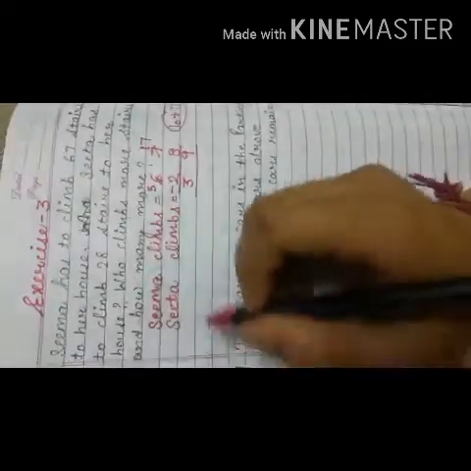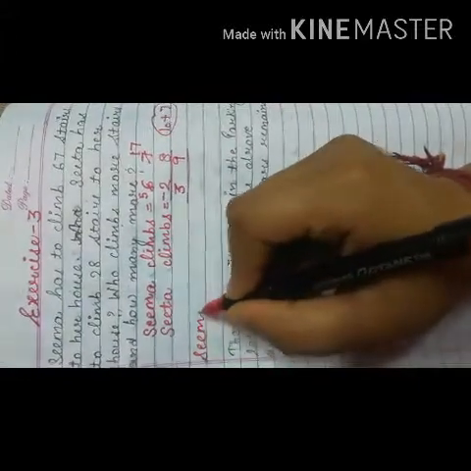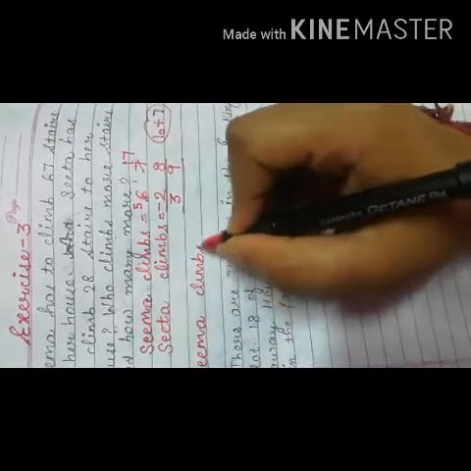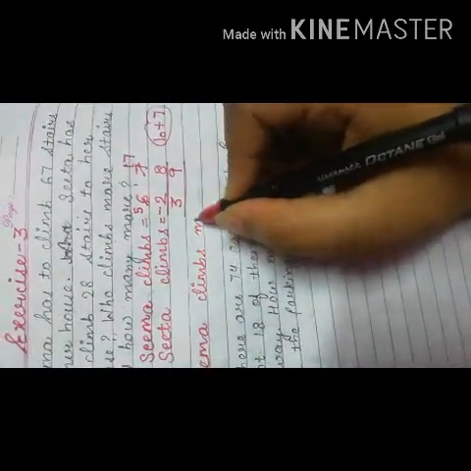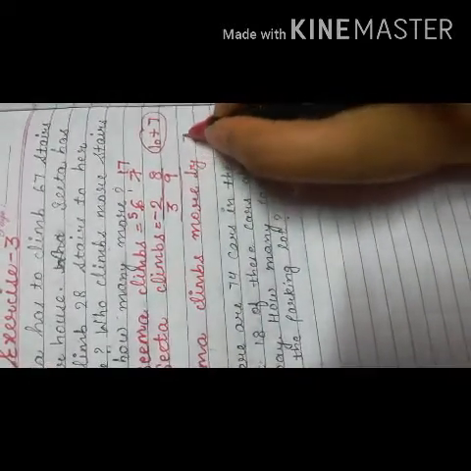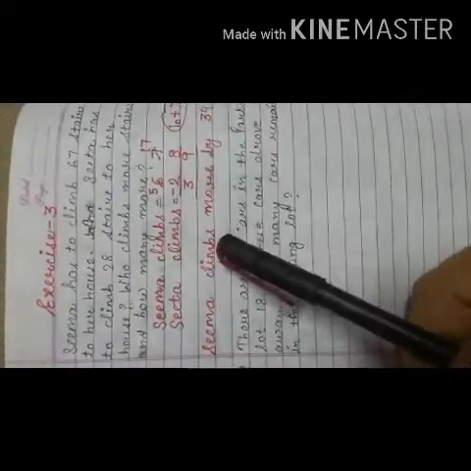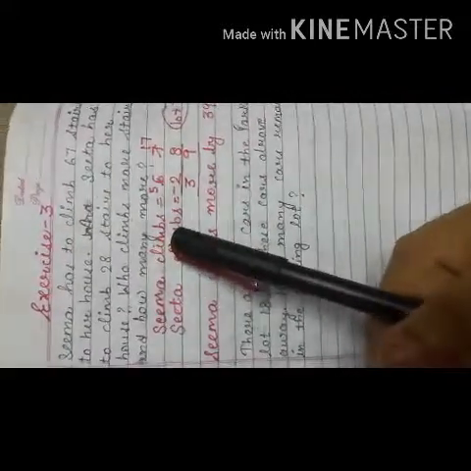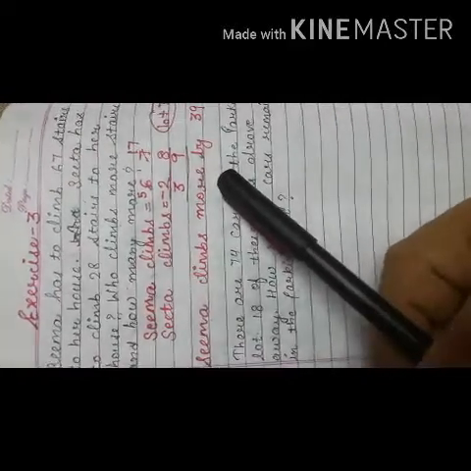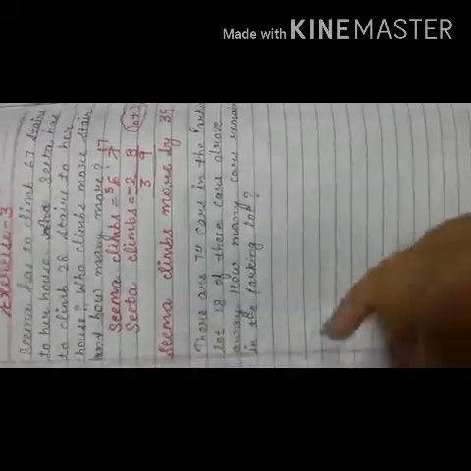So we will write down the complete statement: Seema climbs more by 39. We will write a simple answer. A simple statement, as I told you, just pick it up from the question and write down your answer. Right. Now let us move towards the next question, question number 4.